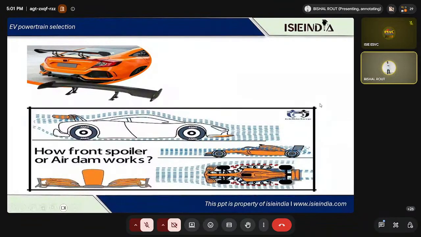So what they will do is split the air into two parts. In the frontal part, if there is no splitter, the air will come over here, it forms a junction, and slowly it will move from the front to the back.